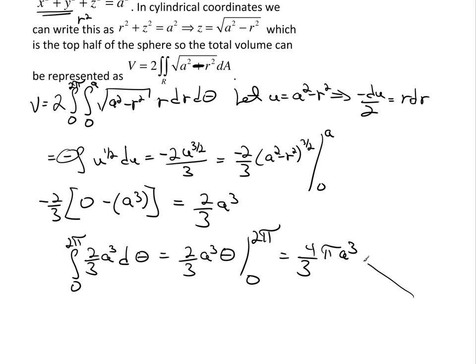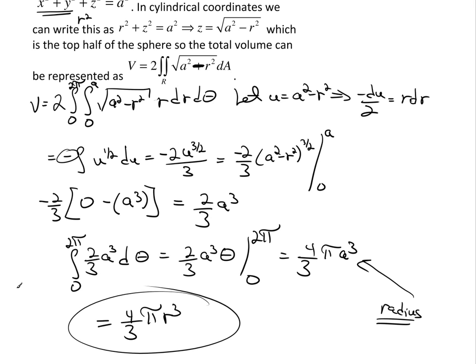But remember, this a was really our radius, because we're doing that top half of the sphere, so we're going out from 0 out to a. So really, I'm going to write this as 4/3 pi r cubed, which hopefully you recognize as the volume of a sphere. That's on the cover of almost every calculus book. And you may have actually integrated this or used a different technique back in Calc 2, volumes of revolution, that sort of thing, to also come up with this formula for the volume of a sphere.